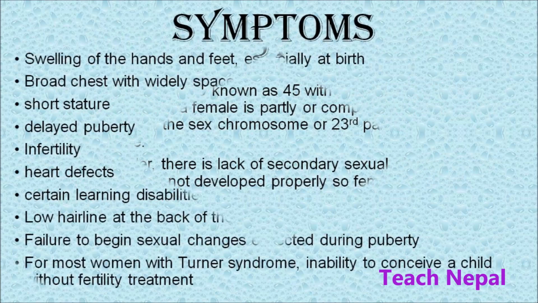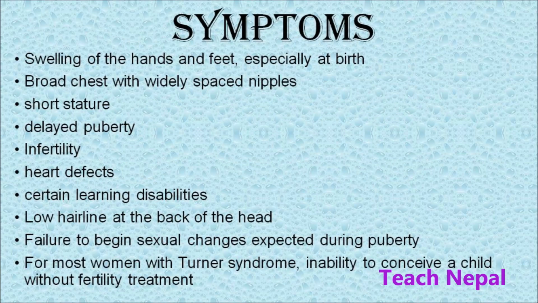This leads to the lack of secondary sexual characteristics in females. Swelling of the hands and feet is found, especially at the butt. Also a broad chest with wide-spaced nipples is found. Short stature is there. Delayed puberty, infertility, and heart defects are found. There is a low hairline at the back of the head. These types of symptoms are seen due to Turner syndrome. Thank you.